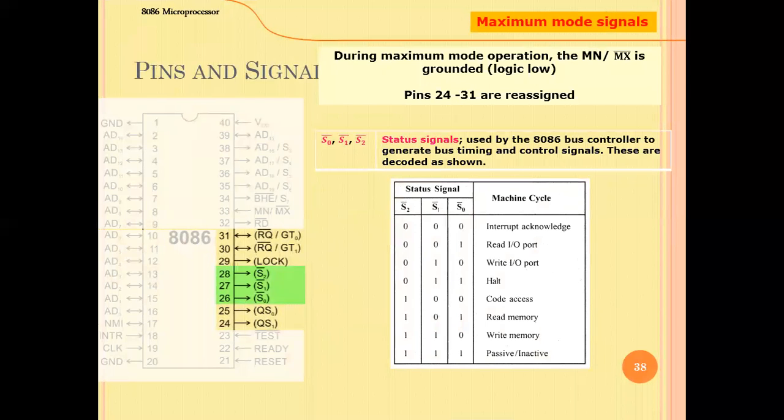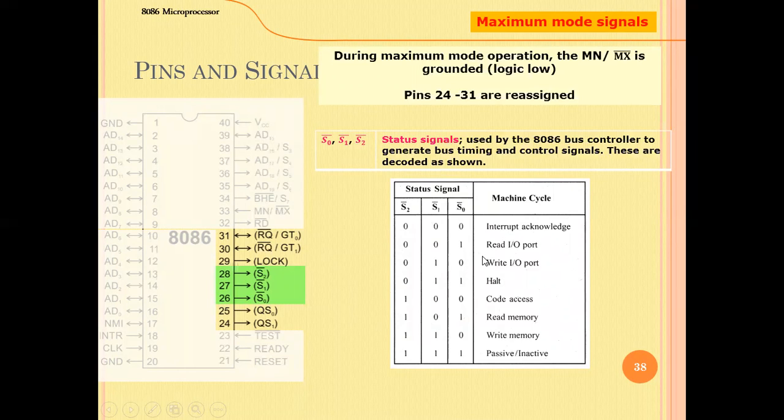So now we go to the maximum mode pins. Again, maximum mode also contains 8 pins. Let me see 3 pins here: S0, S1, S2. These are active low. Based on these 3 signals, the operation is going to be decided. In minimum mode, INTA bar is there, a dedicated INTA for interrupt acknowledgement, whereas in maximum mode, when S2, S1, S0 bar are 000, then it is going to be the interrupt acknowledgement.